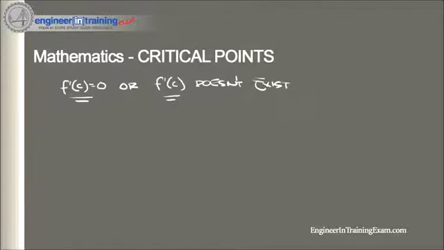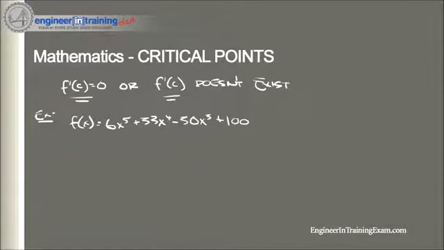Now the best way to reinforce our understanding of critical points is to work some examples. So let's just jump into some examples here. Let's determine all the critical points for the function f of x is equal to 6x to the 5th plus 33x to the 4th minus 30x to the 3rd plus 100.